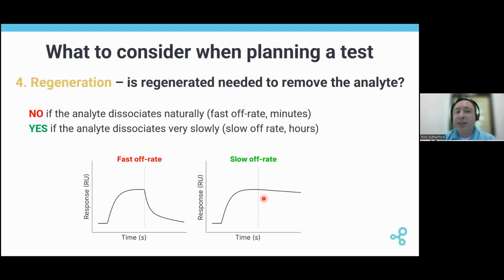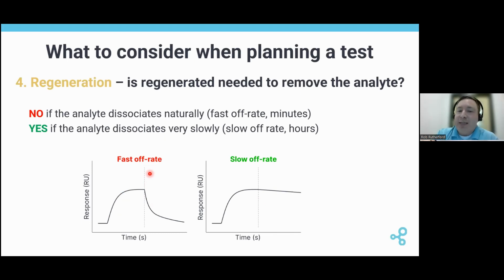So the next thing to consider, step number 4 as you're running your test, is your regeneration. I touched on this a little earlier. Is regeneration always needed? The answer is not always. It all depends on the affinity between your two binding partners. For instance, if you have a lower affinity system, you may have a fast off rate, which is the red trace towards the bottom left of the slide, where you can see the association phase ends with the dashed line. The dashed line is where dissociation starts, and it's a very quick drop off as the analyte dissociates from the ligand.